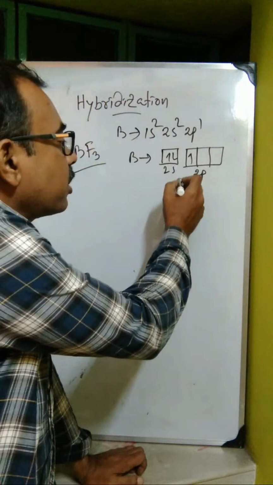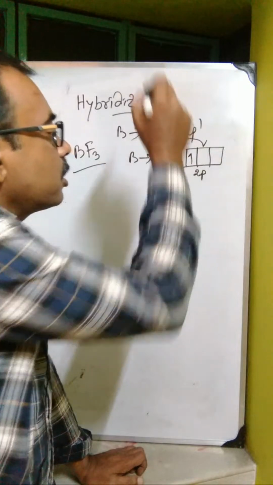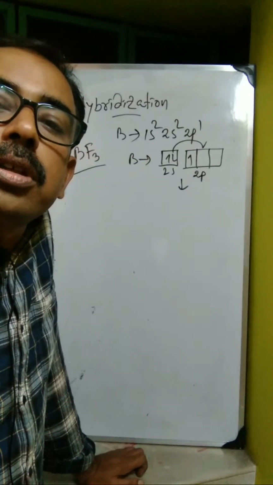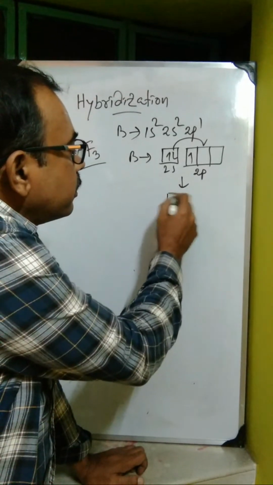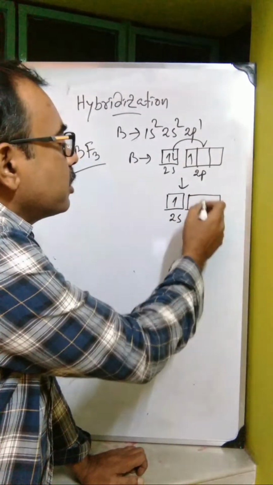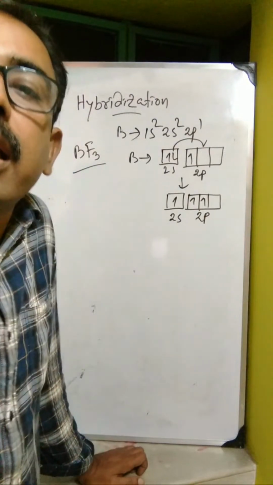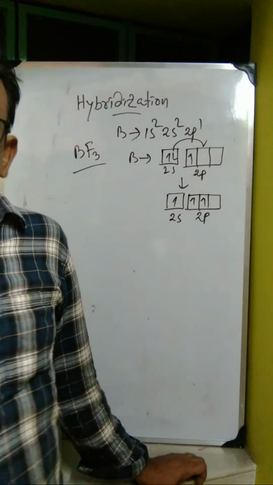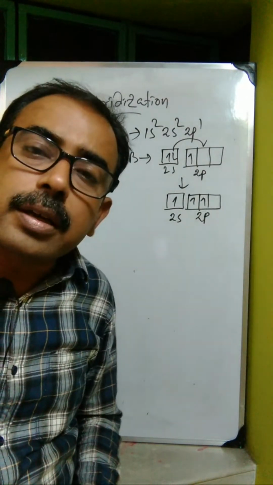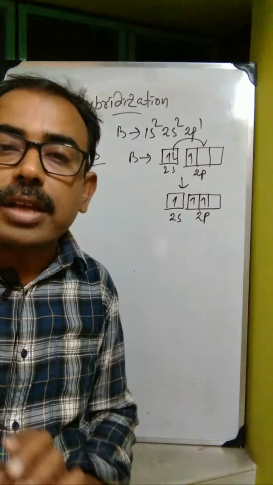So here a necessary rearrangement occurs, when one electron from the 2s orbital jumps to the 2p orbital. So the rearranged configuration is one unpaired electron in the 2s orbital and two unpaired electrons in the 2p orbital. Here we have a total of 3 unpaired electrons in the outermost shell or valence shell of the central atom boron.